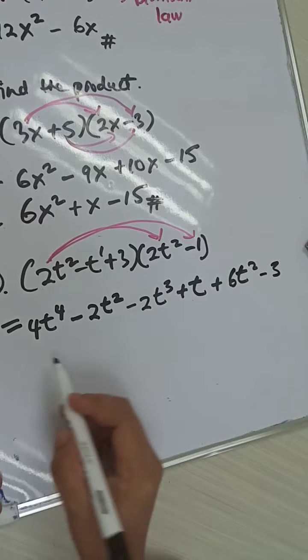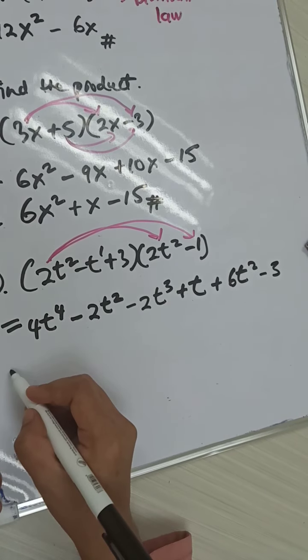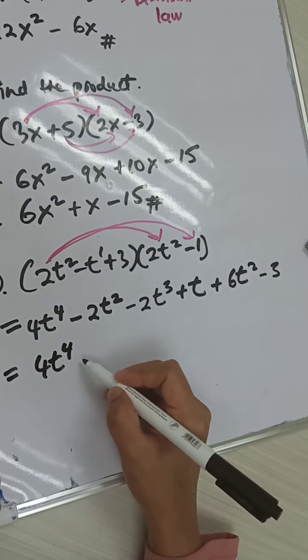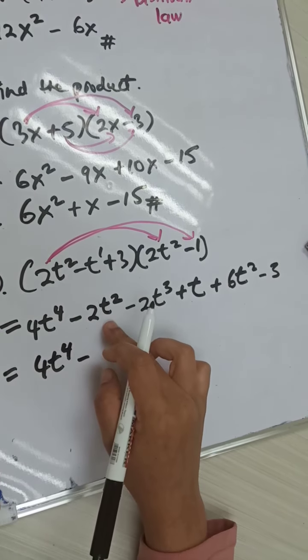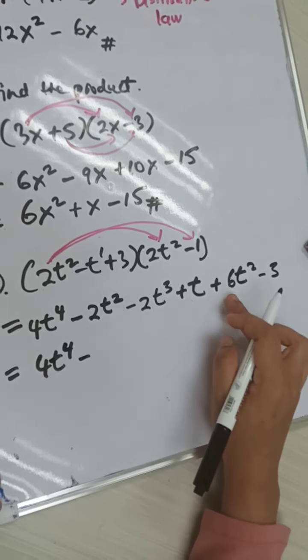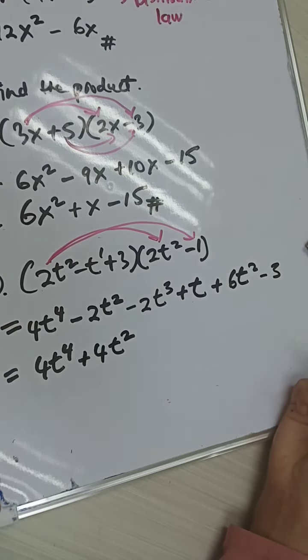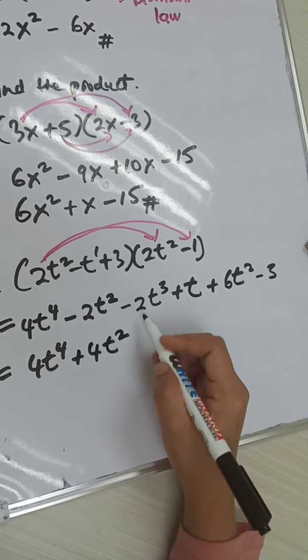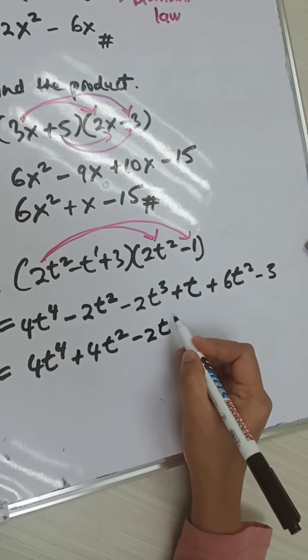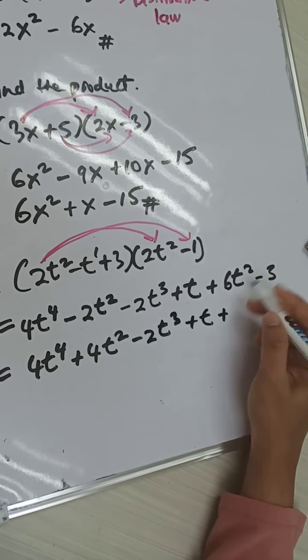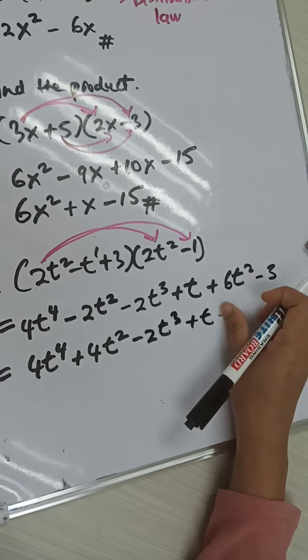Okay, so now we solve. We have to find the similar, the same exponent. Okay, 4t power 4 minus, do we have, okay, now we have negative 2t square plus 6t square, so we have plus 4t square. Okay, how about this one, minus 2t cube plus t minus 3. Okay, this is the solution for number 3.